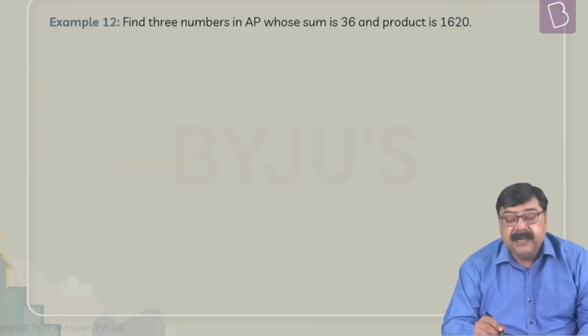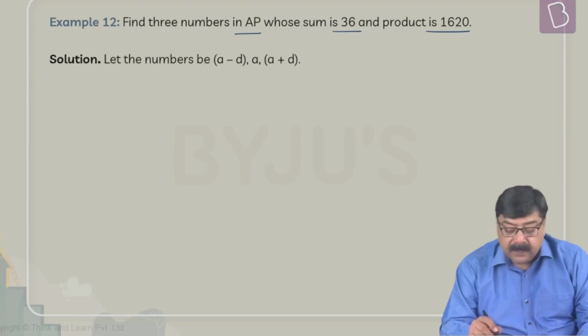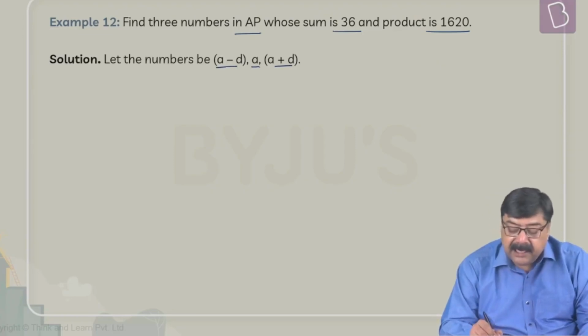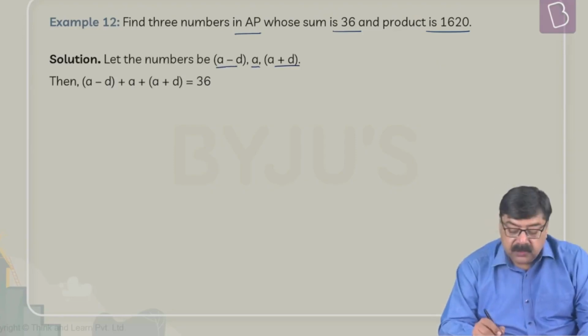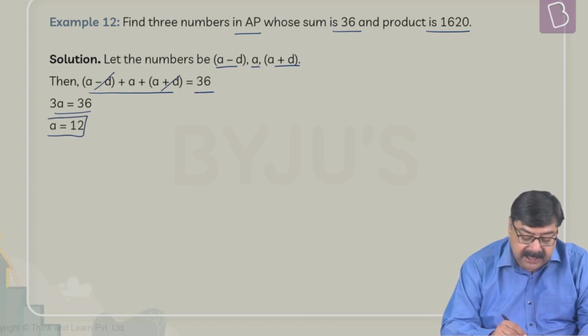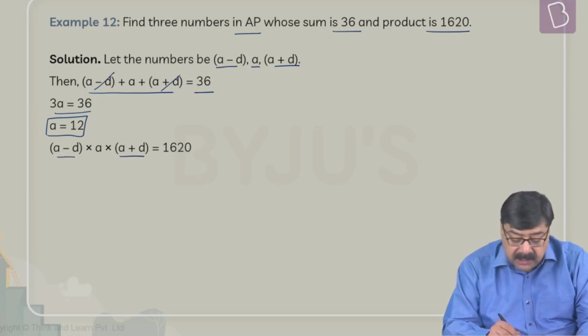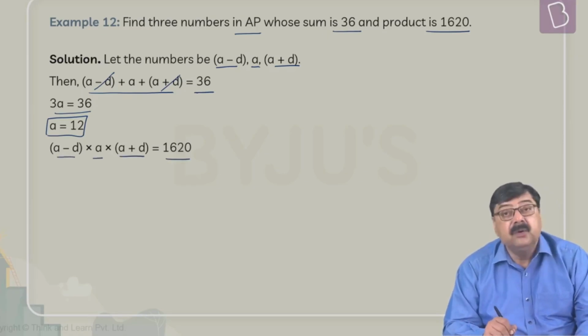Now find 3 numbers in AP whose sum is 36 and product is 1620. So let the numbers be a minus d, a and a plus d. Their sum is 36. So minus d and plus d cancel, so 3a becomes equal to 36, which means a is 12. Now their product is (a minus d) into (a plus d), which is a square minus d square, into a, and that works out to be 1620.